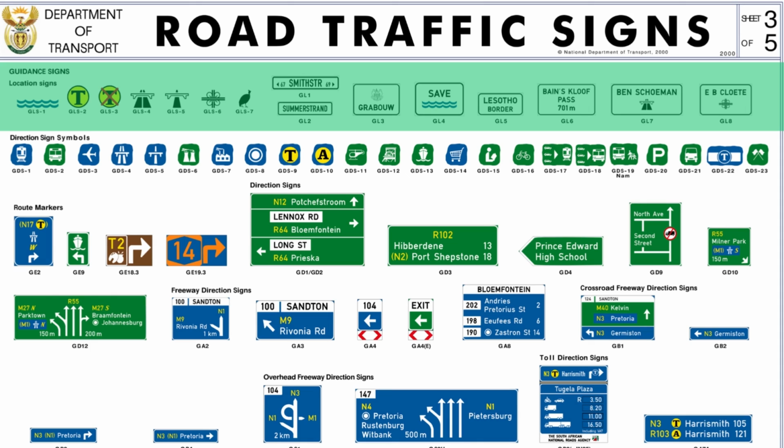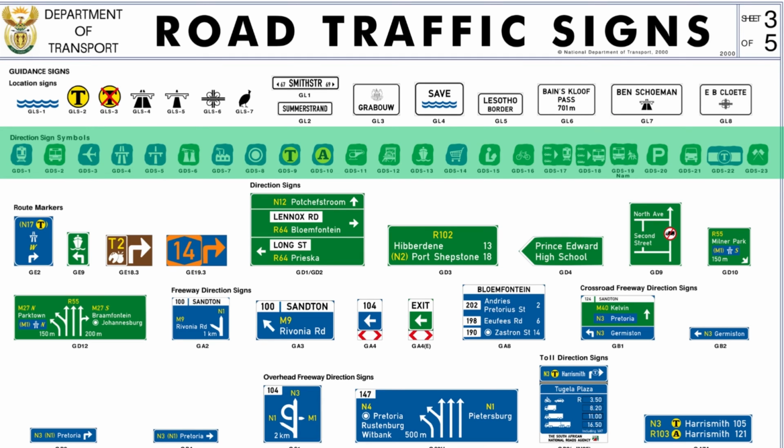Location signs are a type of guidance sign that provide information about the location of a specific place or feature. They are typically green with white text or symbols, and they are used to direct drivers to their destination. Direction sign symbols are used to provide information about the direction of travel to drivers. They are typically white or yellow with black text or symbols, and they are used to supplement direction signs.